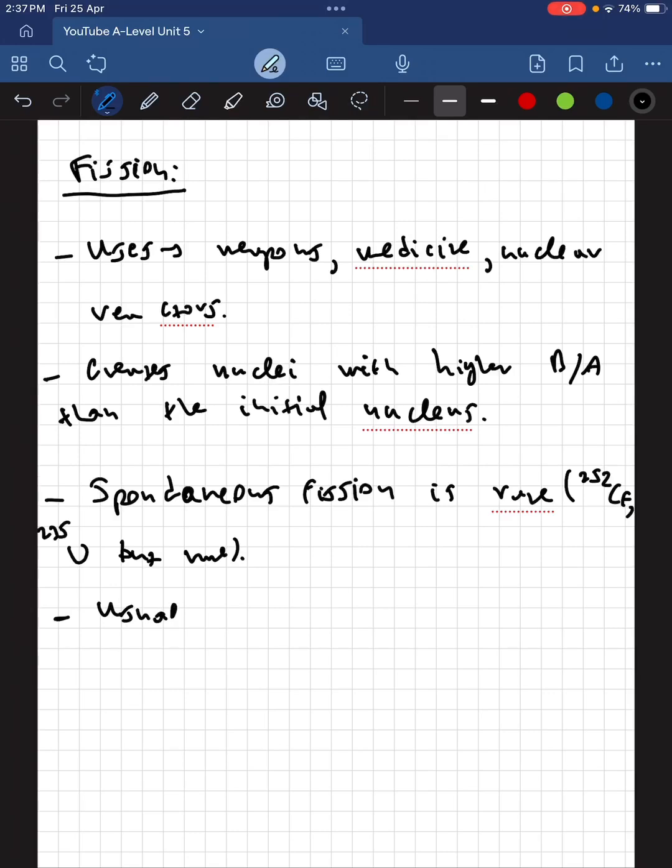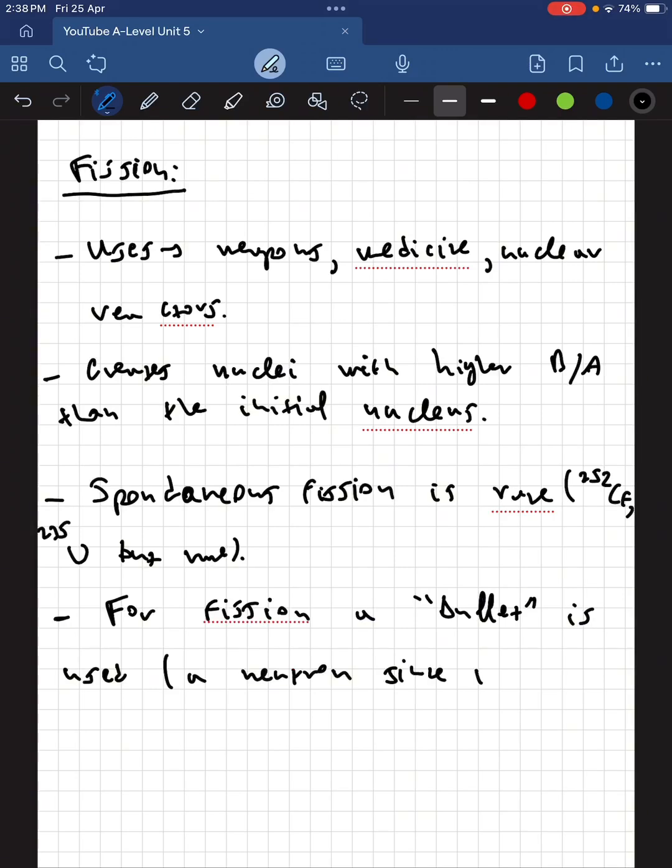And usually, not usually, actually always, to have fission, a bullet, as we would call it, is used, which is the neutron. So the bullet is the neutron. I'm going to write it in parentheses, a neutron, since it has no charge. So directing a neutron towards uranium-235, for example, is like hitting a cue ball in the billiard table to break the balls and stuff like that.